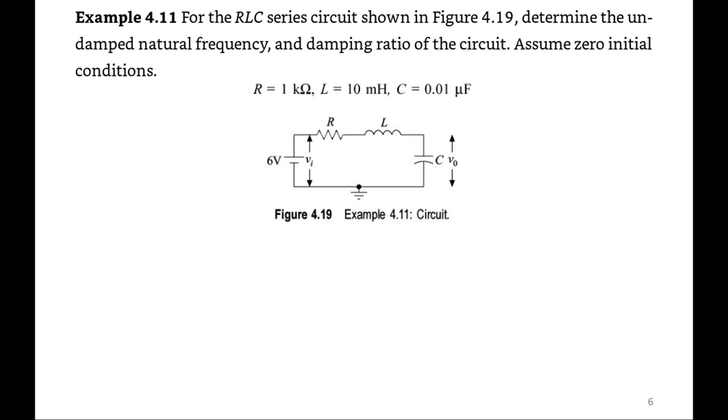For the RLC series circuit shown in the figure, determine the undamped natural frequency. Undamped natural frequency means omega n we have to find out, and damping ratio of the circuit means z we have to find out, right? Assume zero initial conditions. Yes, this is a given RLC circuit. The value of resistance, inductance and capacitance is given, right?